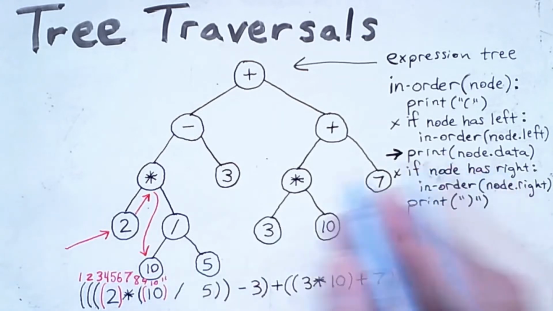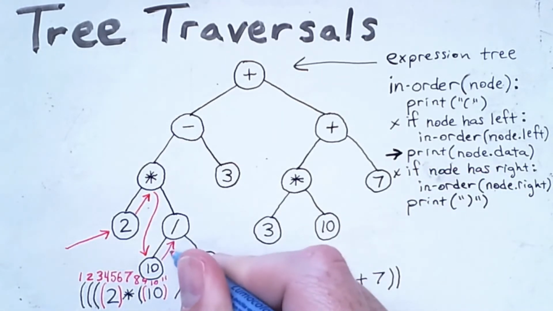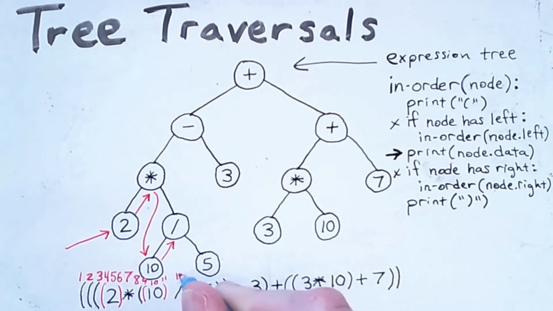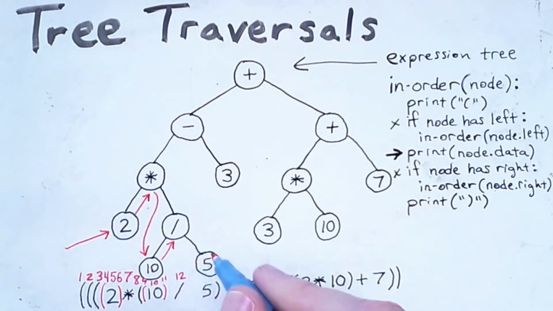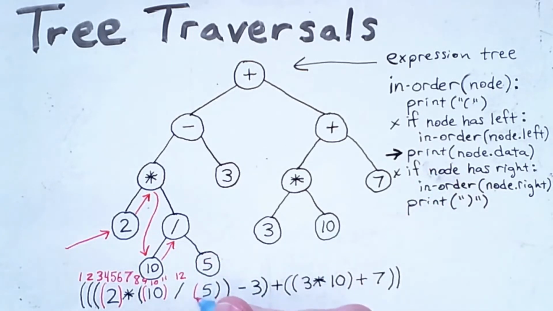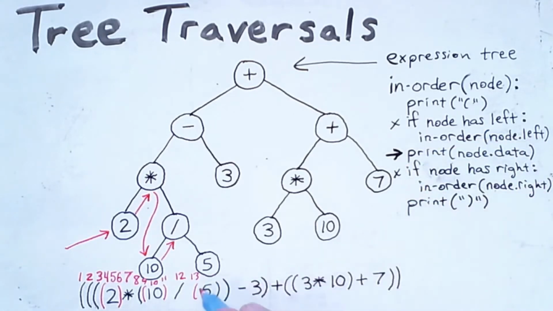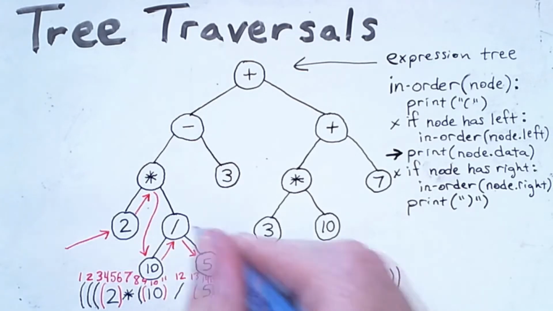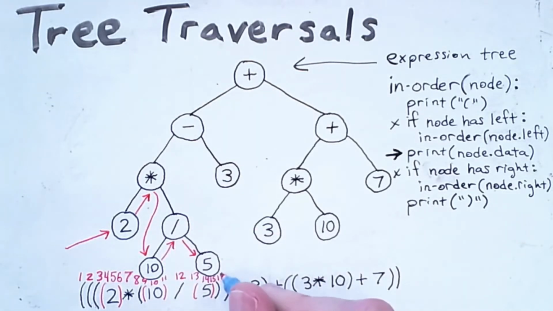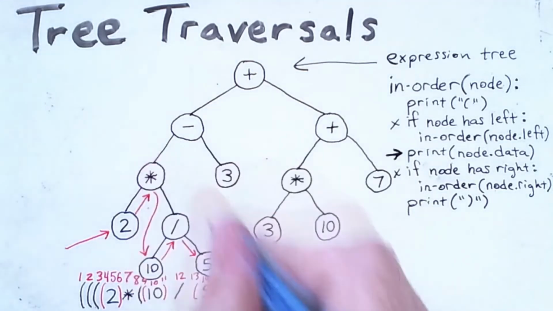So the next thing we do is print the data in this node, which is the division. Then we go to the right. We print parenthesis here. We would go left, but there is no left. So we print the 5 next. There. We would go right, but there is no right. We do print an extra parenthesis there. And then we have the closing parenthesis for the division. And then the closing parenthesis for the multiplication.